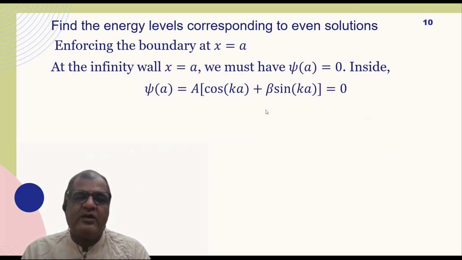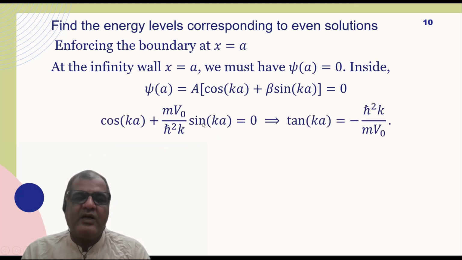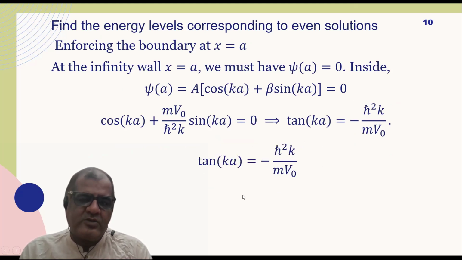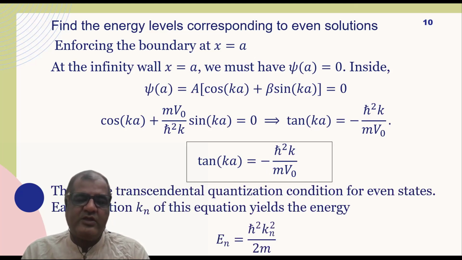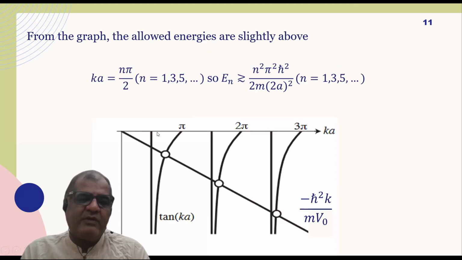Putting this in gives me the energy condition: tan(ka) = minus ħ²k/(mV0). So this is the final equation. By solving this equation, I can find the energy of the particle. This equation can be solved using a graphical method. If I find k, I can find the energy. If you solve this by the graphical method, the k value comes slightly greater than nπ/2.